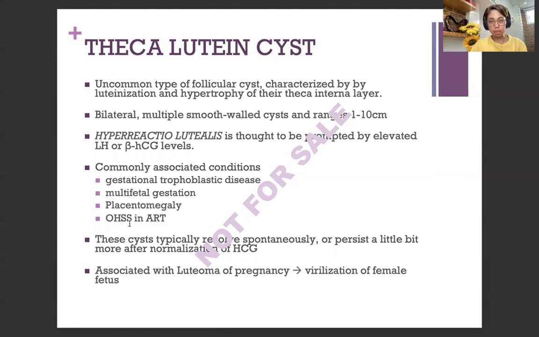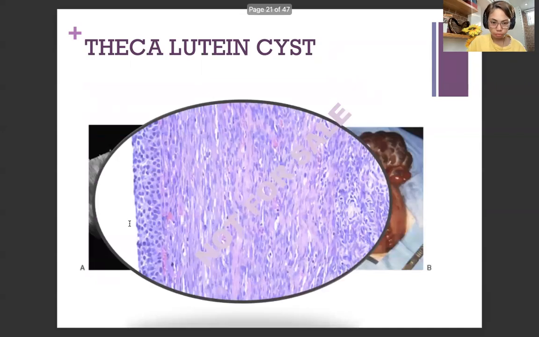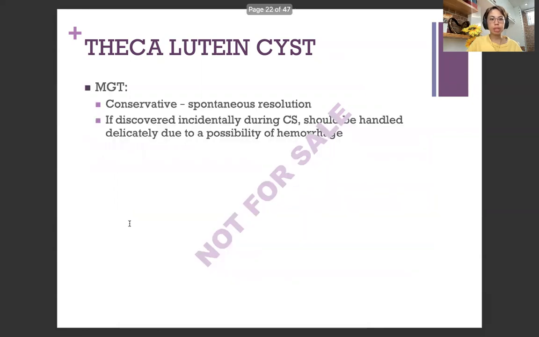That's why in GTD, if there are theca lutein cysts present, we don't have to do cystectomy with these cysts because once the beta HCG goes down, this theca lutein cyst will regress. This is also associated with luteoma of pregnancy, whereby there is virilization of female fetus. So this is the microscopic finding of the theca lutein cyst. So as I said, conservative, spontaneous resolution. If discovered incidentally, be careful because this may bleed.